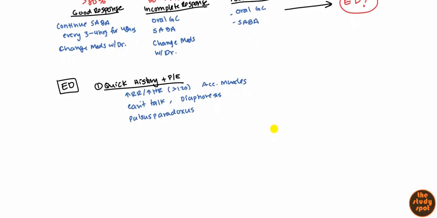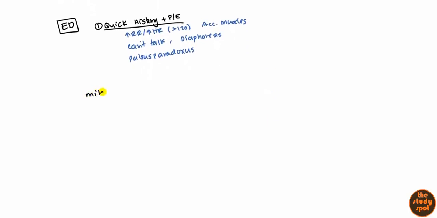So once you've done the quick history and physical examination, you want to divide the severity into 3 groups. So it's either going to be mild to moderate, it could be severe, or they could be in respiratory arrest. So how do you decide which one it is?